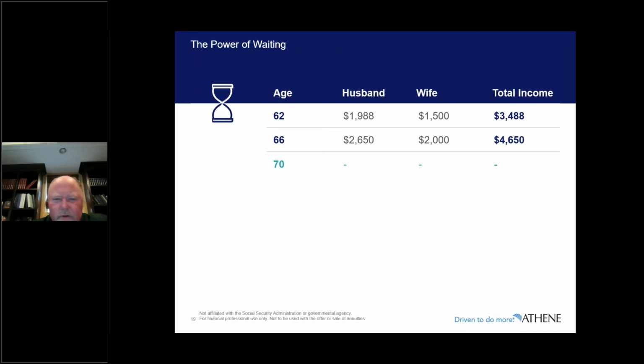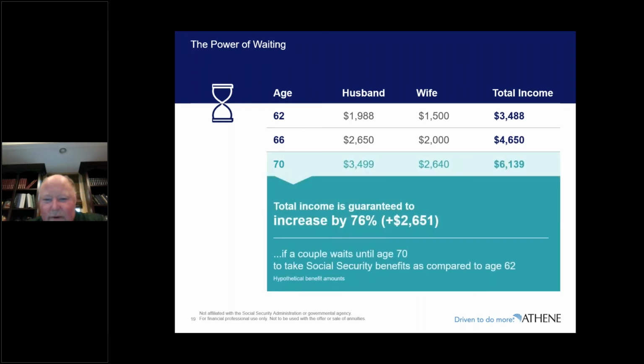So in order to do that, I'm going to use a quick case study here. Let's say we have a husband and wife, and their primary insurance amounts are $2,650 and $2,000. And what they're contemplating is taking benefits at 62 or taking benefits at 70. If they take benefits at 62, their benefits will be reduced by 25%. So they get $3,488 a month in their household if they take benefits at 62. And let's just leave the earnings test out of the discussion for a minute. Conversely, we know that if they wait till 70, under current formulas, they're guaranteed to get at least 76% more, or in this case, $2,651 per month more, beginning at 70 than what they would have received had they taken benefits at 62.